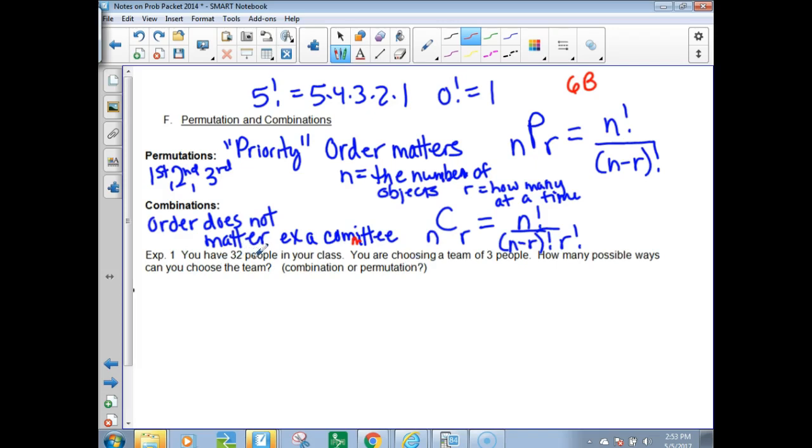Okay, you have 32 people in class. You're choosing a team of 3 people. How many possible ways can you choose them? Would order matter? Does it matter because you're just choosing a team of 3? Order you pick the people. You just need 3 people. Does the order matter? No. Okay, so it doesn't matter. So this is a combination. It's like a committee. Order does not matter.